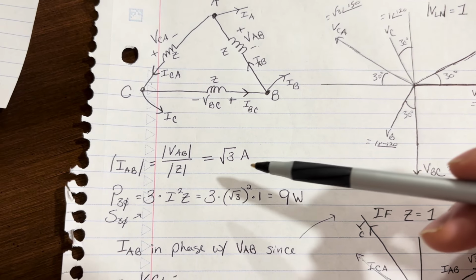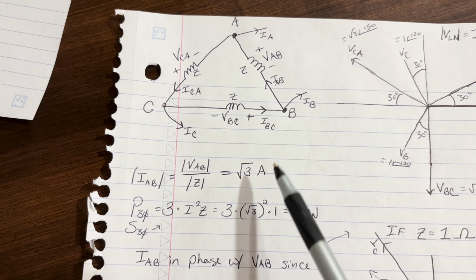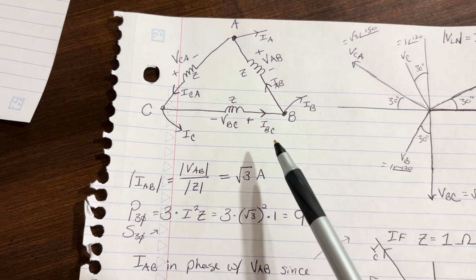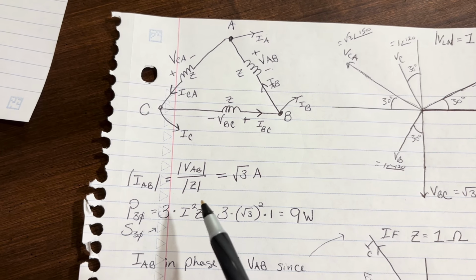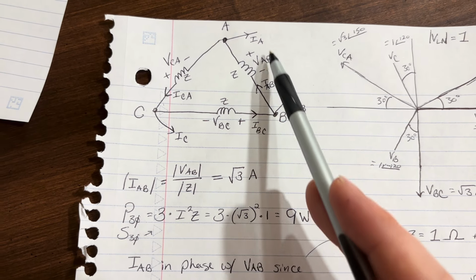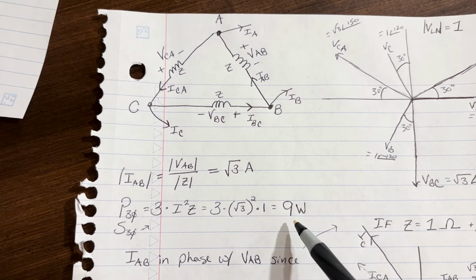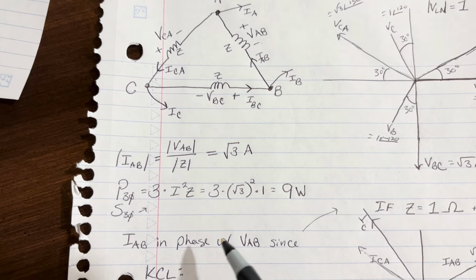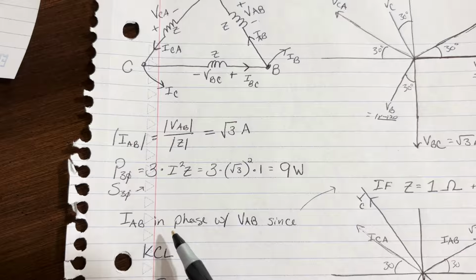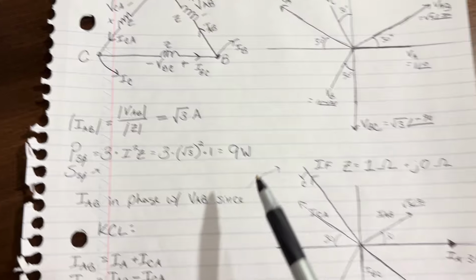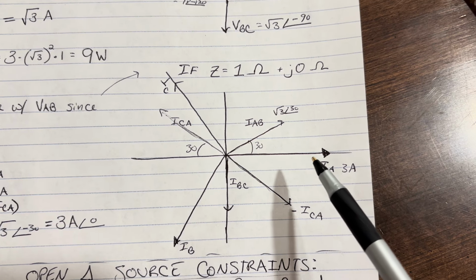Okay, what's our power? Well, there's a few ways to take the power. We can do a cheaty way here because we've just defined our current and voltage in phase, which is usually never the case for these. But one easy way is 3 times the power through each of these resistors, which is 9 watts total, or 9 VAs. Okay, the IAB is in phase with the VAB since we have our impedance of 1 ohm. So let's draw some currents.